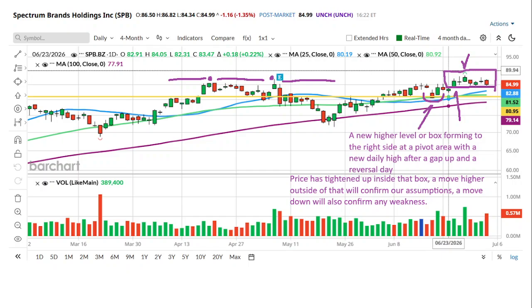And so now, after that happened to me here, it stops me out here. The very next day, it reverses higher back up into that level, okay? And now we have a new higher level or a box forming to the right side at these pivot areas, with a new daily high right here on this candle after a gap up and a reversal day. So we had this reversal day, gap up into this area, and we've held this range here for 7 days. Even though Friday was a red day, so far we've held that box.